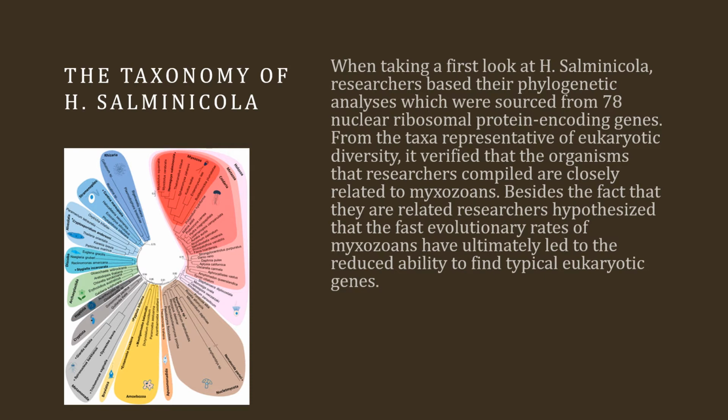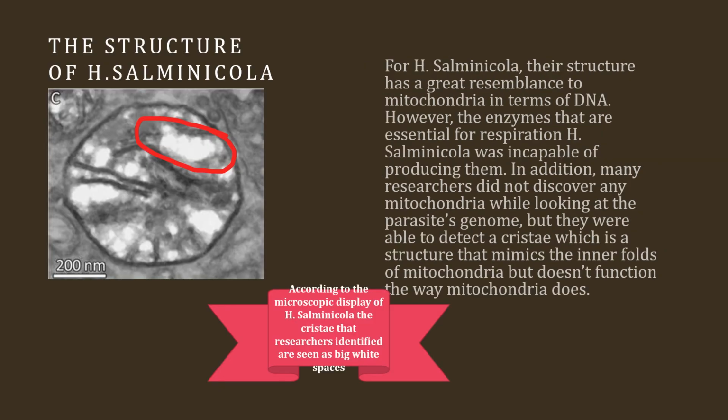Myxozoans have impressive simplifications during adaptation, both morphological and genomic, from the cnidarian ancestor. It's interesting how most of the findings are not ancestral but could be caused by secondary losses. However, due to the rapidly increasing evolutionary rates of myxozoans, it has led them to a reduced ability to find typical eukaryotic genes. And this leads up to the structure of H.